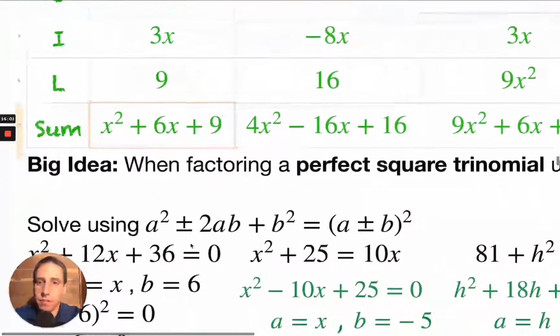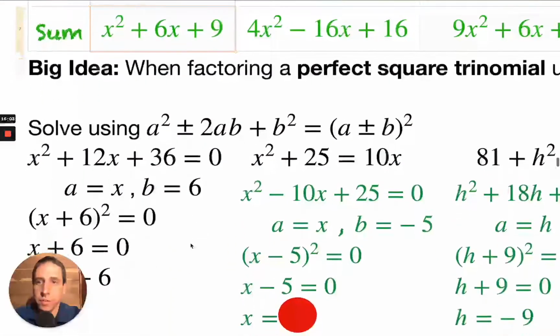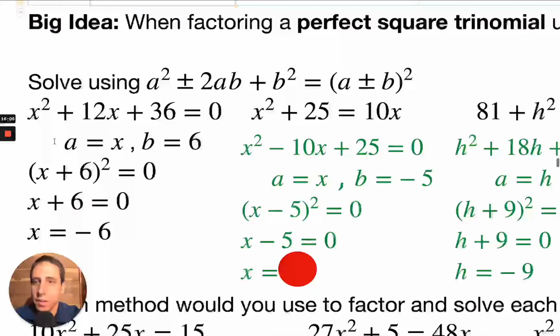So let's solve this using what we got. Here, x squared plus 12x plus 36. Now, if you wanted to, you could split the middle. You could say, what's a factor pair of 36 that adds up to 12? And you say, oh, it's 6 and 6.